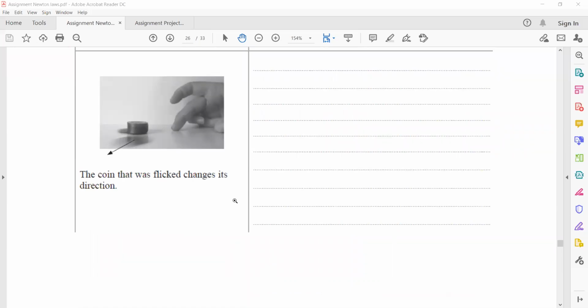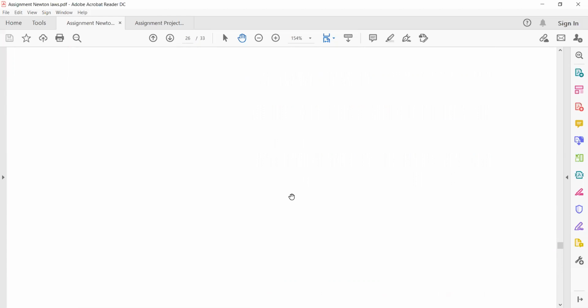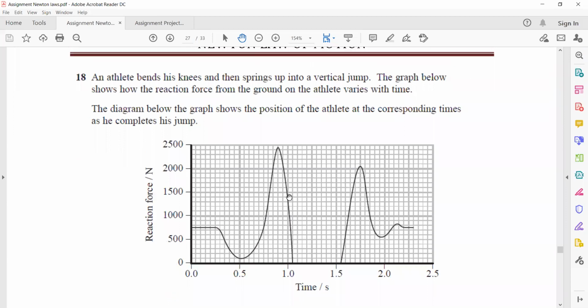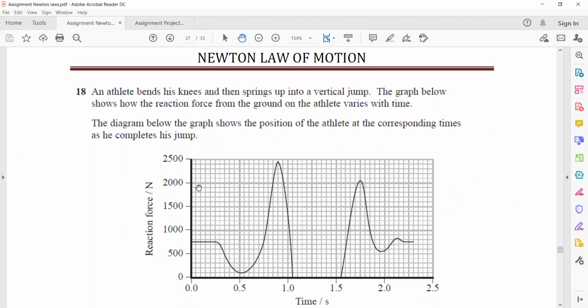Then page 27. This is again the same idea, how a person is able to jump. It's the same idea as how a bird is able to fly by pushing the ground. Like a person standing on the earth, the ground.